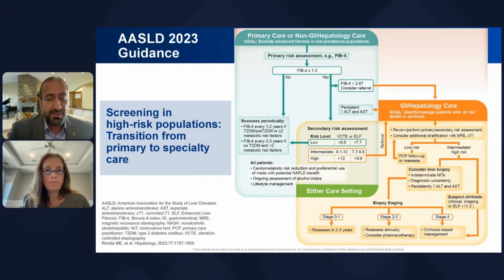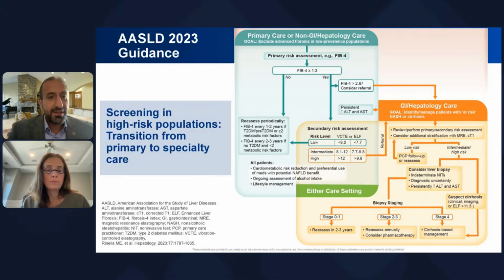I think by implementing this FIB4 with sequential testing, only about 8 to 10% of patients will need to be referred to hepatology. So I think it will save us as subspecialists a lot of time, and also it will help the primary care physicians take ownership of risk stratifying these patients.